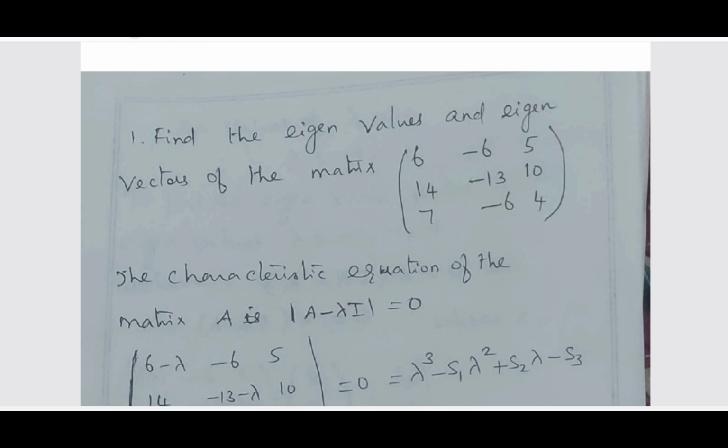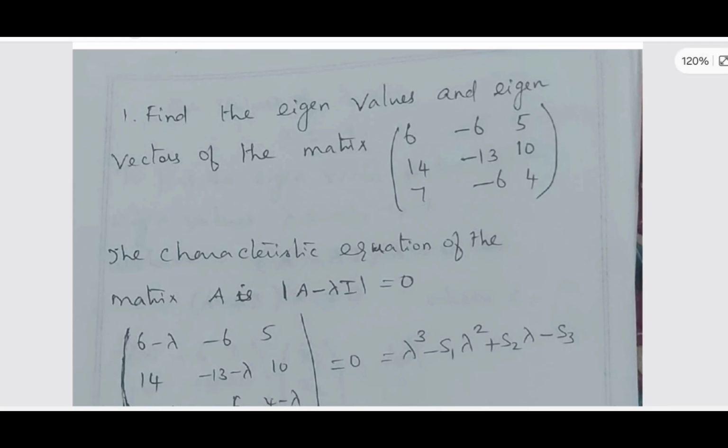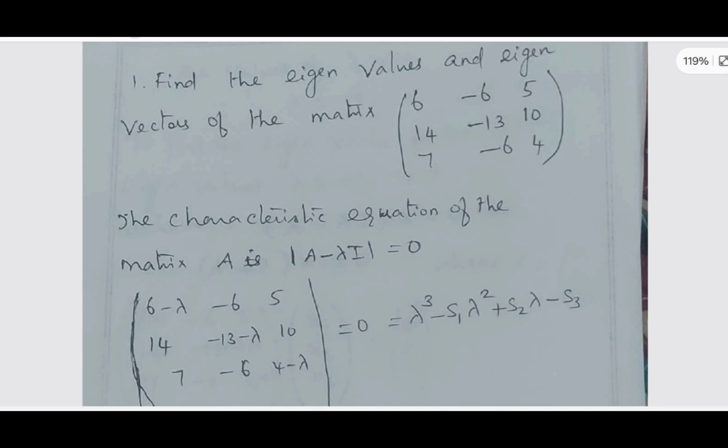Yes, my dear students, this is our third problem related to finding eigenvalues and eigenvectors. Again I have started with a non-symmetric matrix. The question is: find the eigenvalues and eigenvectors of the matrix [6, -6, 5; 14, -13, 10; 7, -6, 4]. Now we'll start with how to find the eigenvalues and eigenvectors.